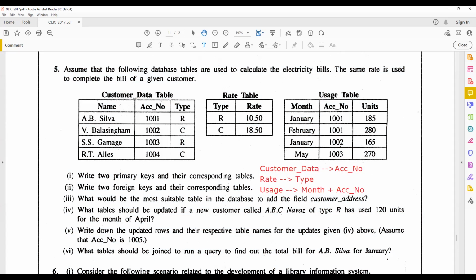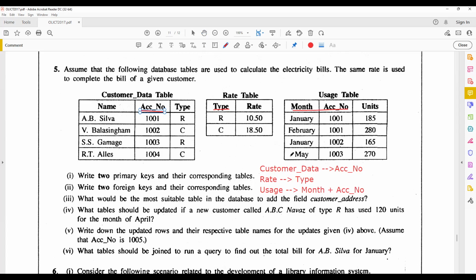So now I have given you all the three. So these are the primary keys. So maybe I can underline, oh yeah, I can underline. So let me use underline. So account number is the primary key. Type is the primary key. Then month and account number both create the primary key.